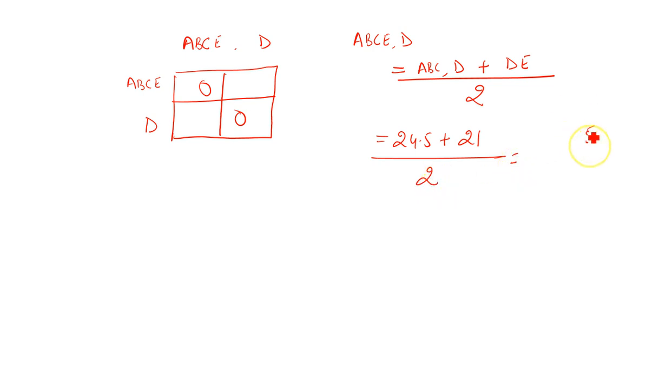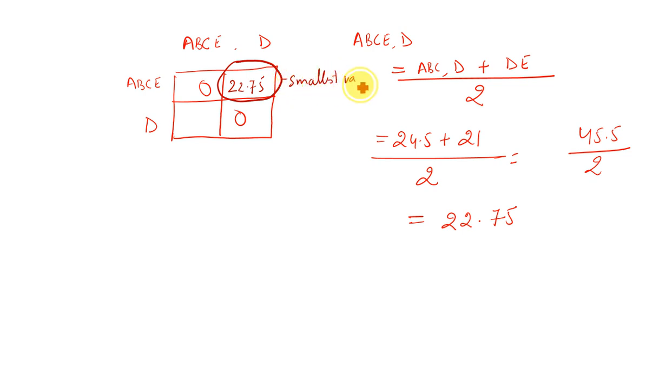So this value will be 45.5 divided by 2, so this value will be 22.75. So let's fill this value here, 22.75. Now we do not have any other option, so this is the smallest value. So let's mark it as the smallest value because we do not have any other option available here.